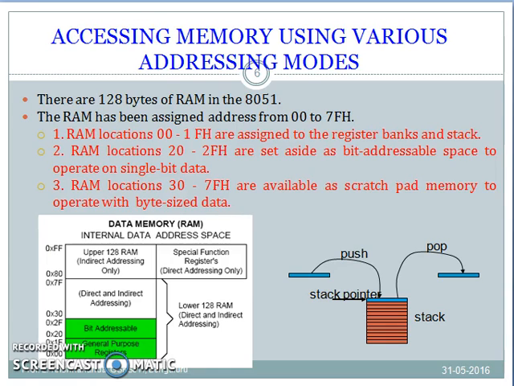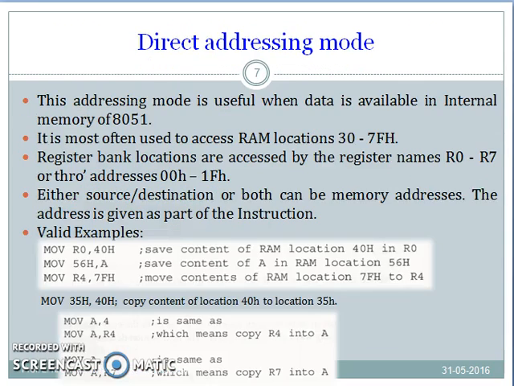There are three addressing modes possible in the 8051 to access the memory data, which are called the direct addressing mode, the register indirect addressing mode and the indexed addressing mode. Let us look into the first of them, the direct addressing mode. The direct addressing mode is useful when data is available in internal RAM.